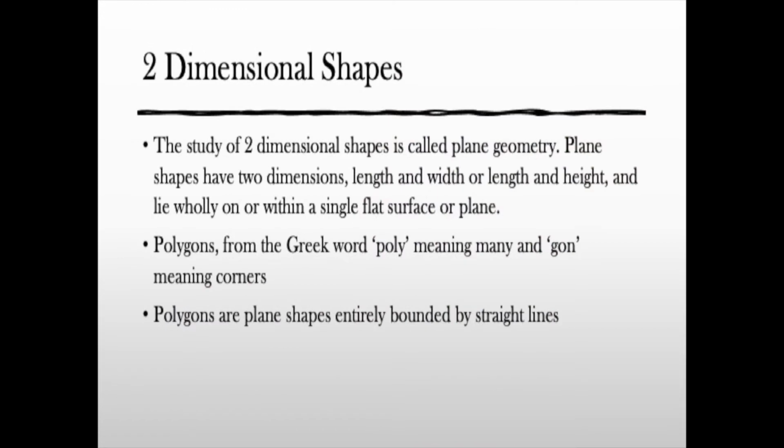Two-dimensional shapes are called plane geometry. Polygons are plane shapes entirely bound by straight lines. Diagrams are often used to teach these shapes in terms of their invariance, symmetry, and transformations.